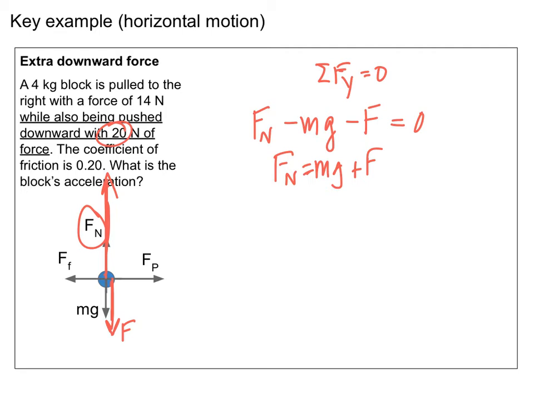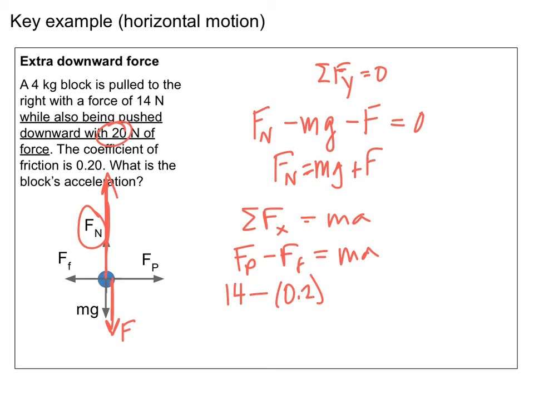And then I can go ahead and do my same setup here. Okay, so it's not really changing how I think in the x direction. It's still the applied force minus friction. My applied force is 14 again. I'm still going to use 0.2 as my coefficient of friction.